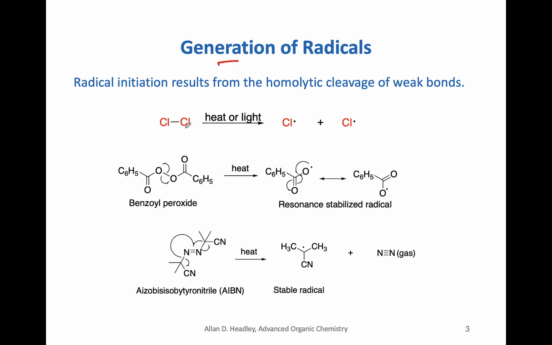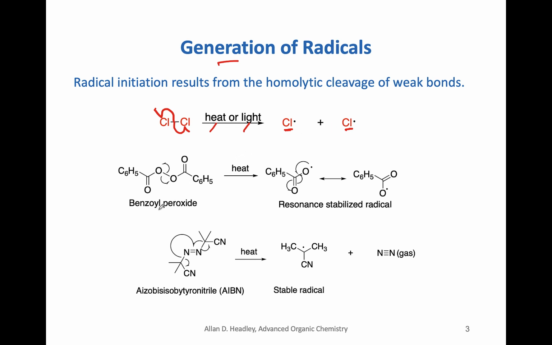So here we have a chlorine bonded to another chlorine. So here is that sigma bond with two electrons. And if that bond should be broken based on the supply of heat or light, notice that energy must be supplied to break that bond. We indicate that breakage using a single barbed arrow. So one electron goes here and the other electron goes here to form two radicals.